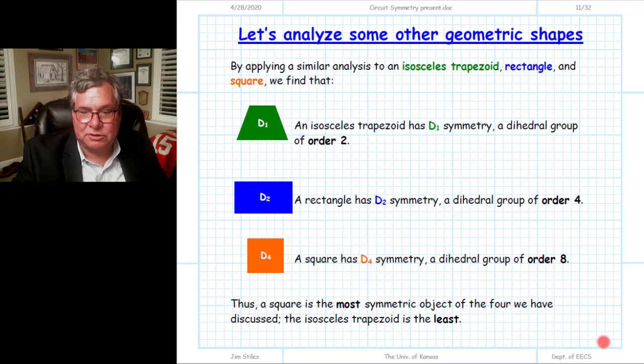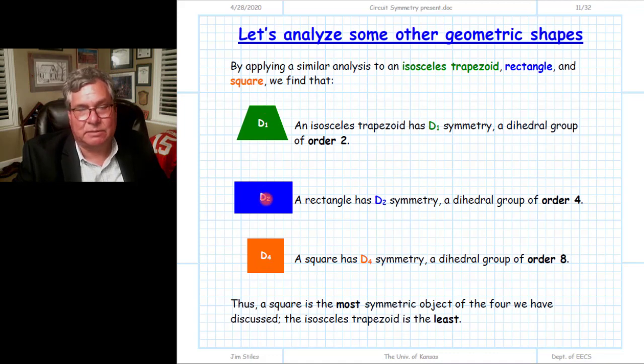And so mathematicians will look at this and say the isosceles trapezoid is symmetric with respect to a symmetry group D1, which has order of 2, whereas the square is symmetric under operations that have order of 8. There are 8 different operations we can apply. And so we would say that the square has a higher degree of symmetry than the isosceles trapezoid.